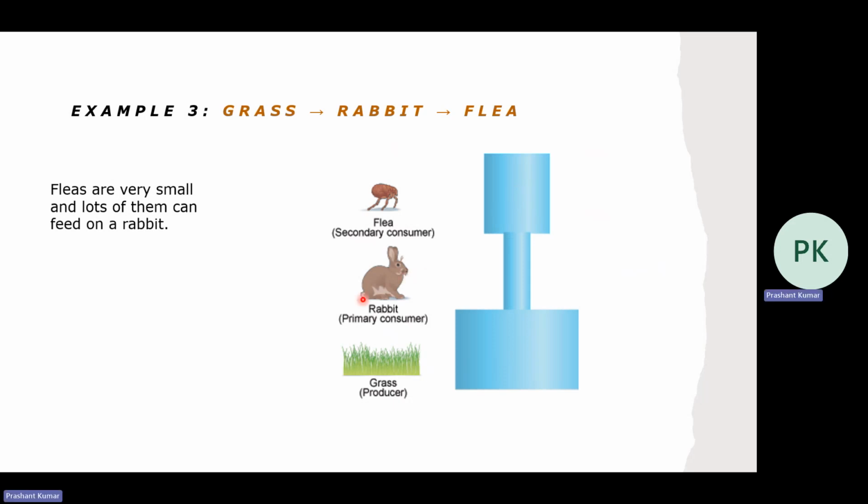So that is the rabbit, right? Fleas are very small, and lots of them are able to feed on the rabbit. So one rabbit is like a big dinner party, right? Because fleas are very small. If they are having 1,000 fleas, feeding on one rabbit is enough for them to fill their tummy.